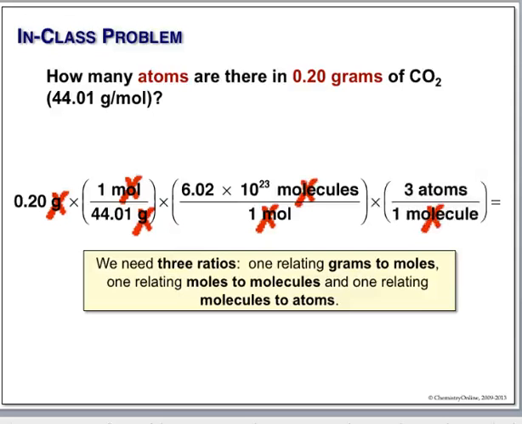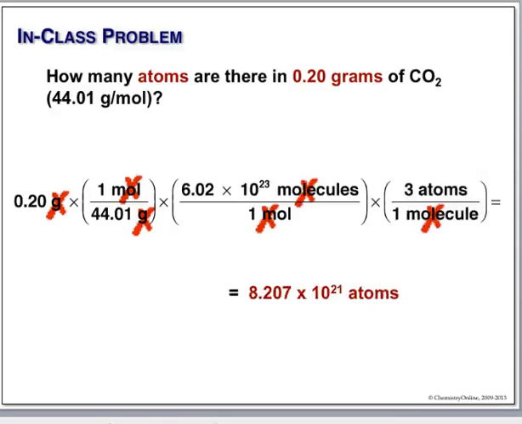Now we just multiply all this out. And again, please do this on your calculator, the one you're going to use on exams, because this is one of the string operations that you need to be confident in. 0.2 divided by 44 times 6.02 times 10 to the 23rd times 3. 8.207 times 10 to the 21. 2 significant figures, 8.2.